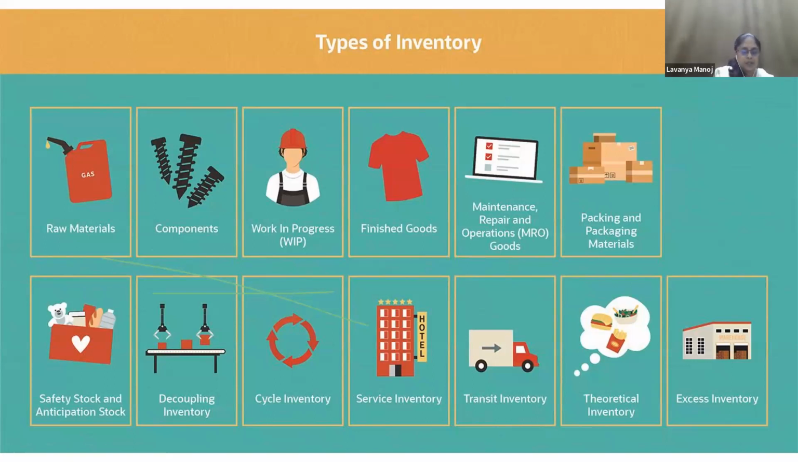Safety stock and anticipation stock, decoupling inventory, cycling inventory, service inventory, transit inventory, theoretical inventory, excess inventory. So here a stock can be taken as same as inventory. Here both stock and inventory refer to the same.